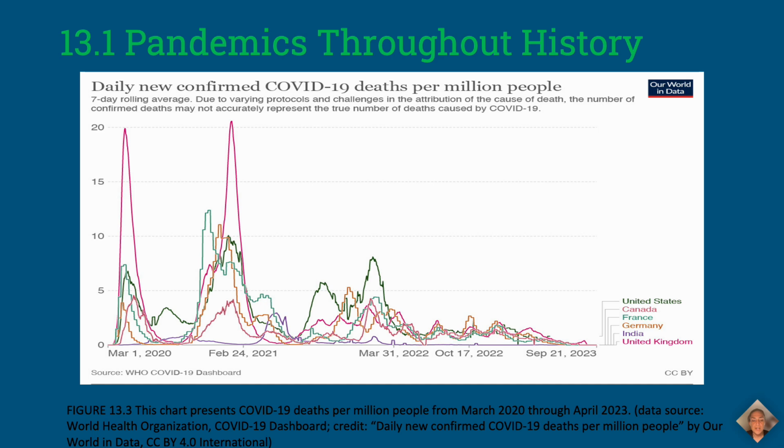So here what you're looking at is a chart that's presenting COVID-19 deaths per million people from March 2020 through March 2023.